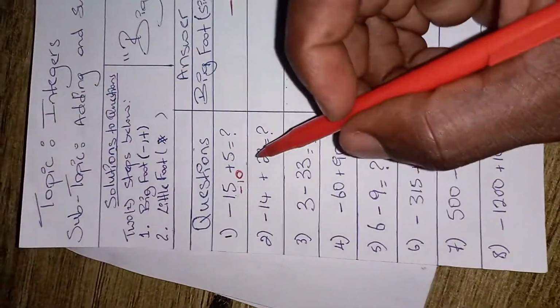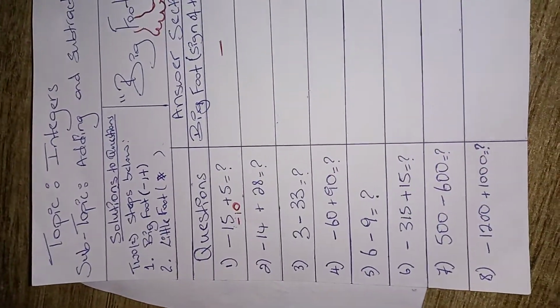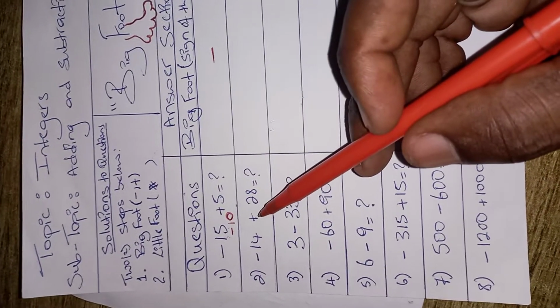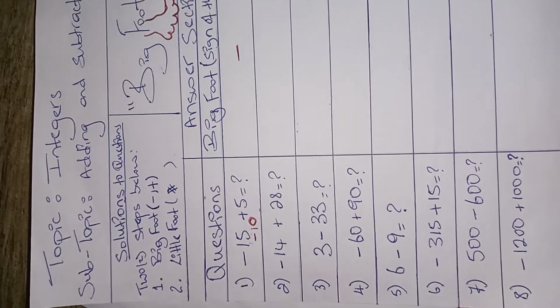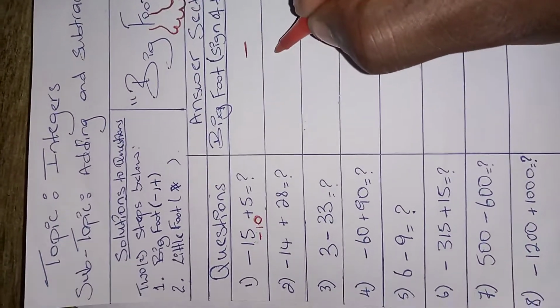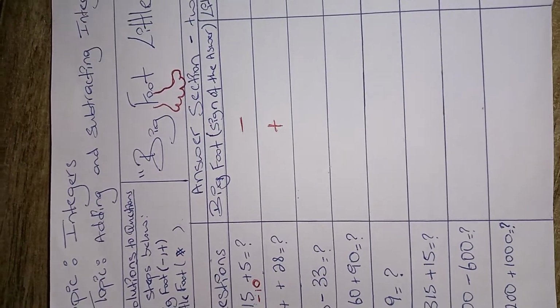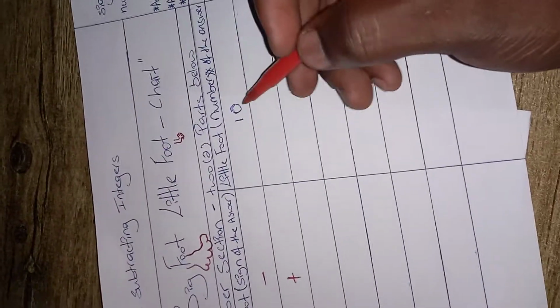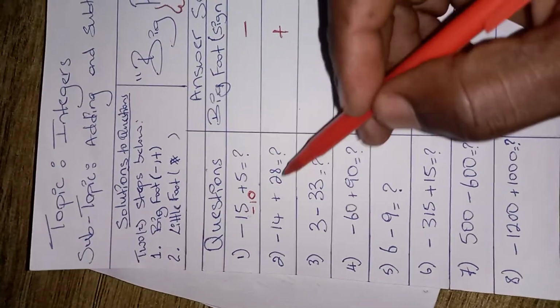So that's the answer. So number 2 now. Bigfoot. Remember Bigfoot? Look for the number of the Bigfoot. What sign does it carry? Plus. So see there? We are halfway through the answer already. So the answer is going to be a positive one. Littlefoot tells you the number. How do you get the number? Subtract the little number from the big number.